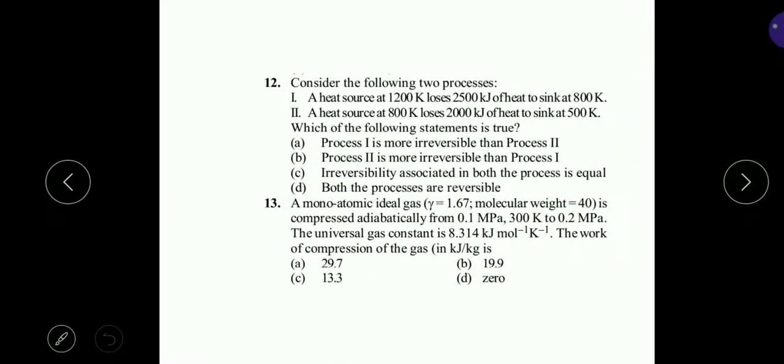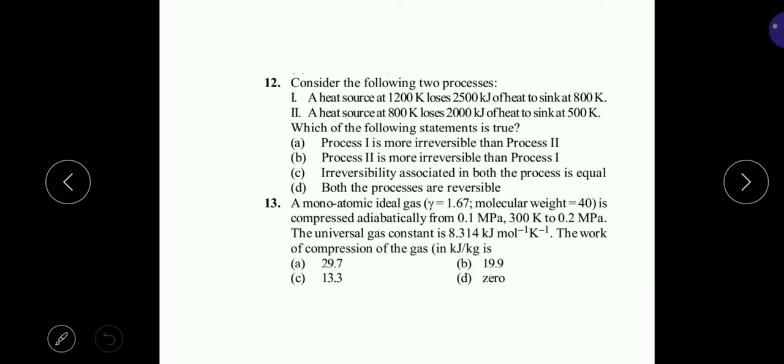Then comes the following statement: heat source 1 loses 2500 kJ at 1200 Kelvin, and the sink temperature is 800 Kelvin. Second heat source is at 800 Kelvin, and the sink temperature is 500 Kelvin. So which statement is true? First, you have to check the irreversibility here. For irreversibility, we can check the entropy.